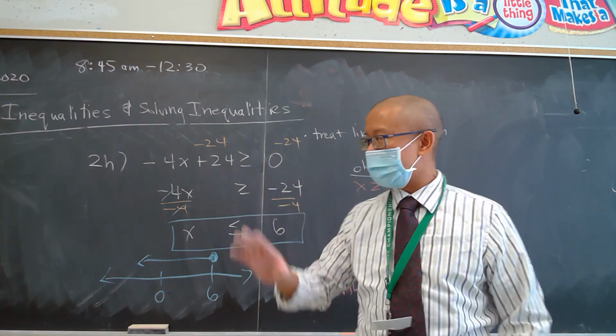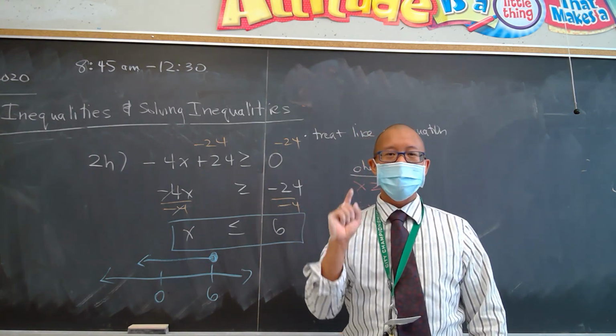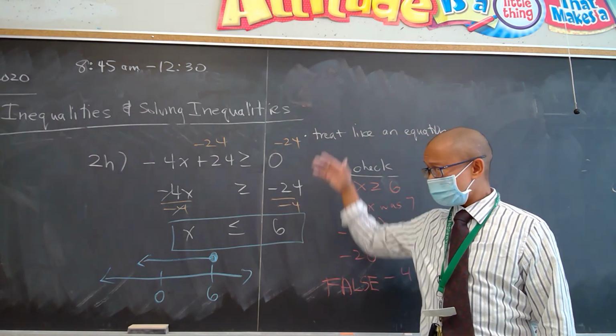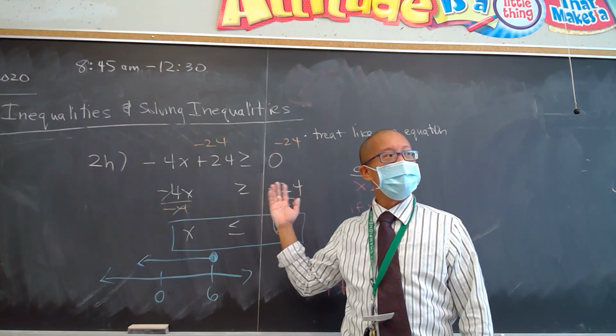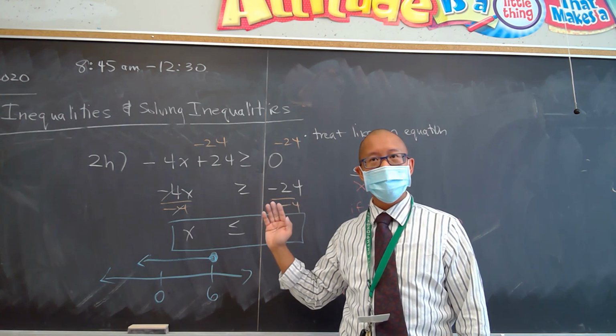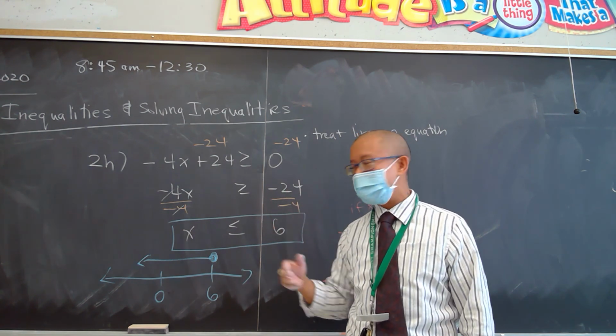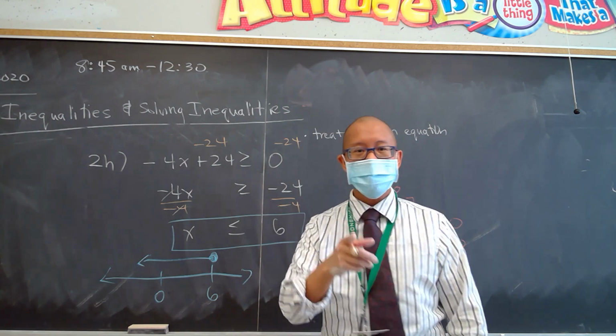One more time, we did 3 things here, ladies and gentlemen. Number 1, learn how to solve the inequality. 2, when dealing with multiplication or division of negative numbers, the inequality sign changes. And 3, how to graph it. I'm going to stop the video right now.